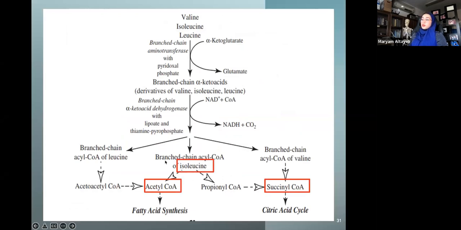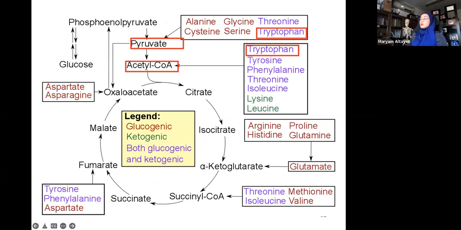Isoleucine, for example, can be converted into acetyl-CoA for fatty acid synthesis, and also can be converted into succinyl-CoA for the citric acid cycle. So again, it's both glucogenic and ketogenic. As well, tryptophan can be converted into pyruvate. Tryptophan can also be converted into acetyl-CoA, as well as threonine. So again, this can go into glucogenesis, this can go into ketogenesis. So again, FIT, those are the both glucogenic and ketogenic amino acids. Lysine, leucine, exclusively ketogenic, and all of the rest are glucogenic only. Easy enough?